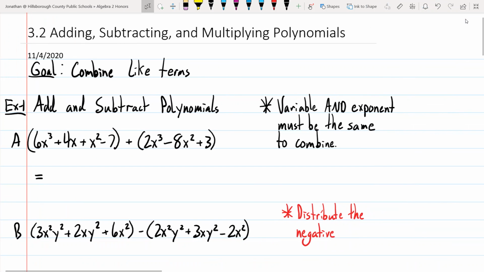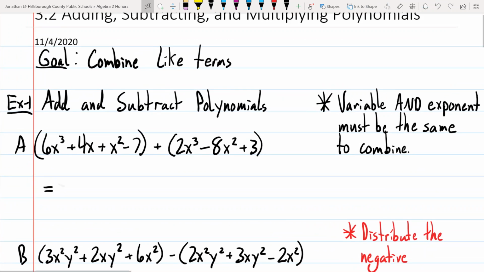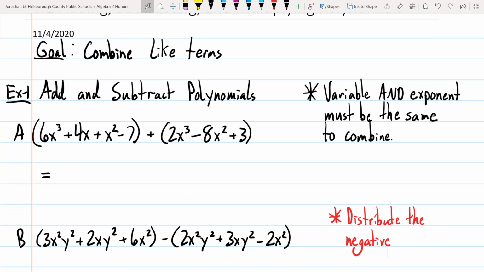Okay, this is section 3.2, adding, subtracting, and multiplying polynomials. Our goal is to combine like terms. Example 1, adding and subtracting polynomials. To combine like terms for this, the variable and the exponent have to match.